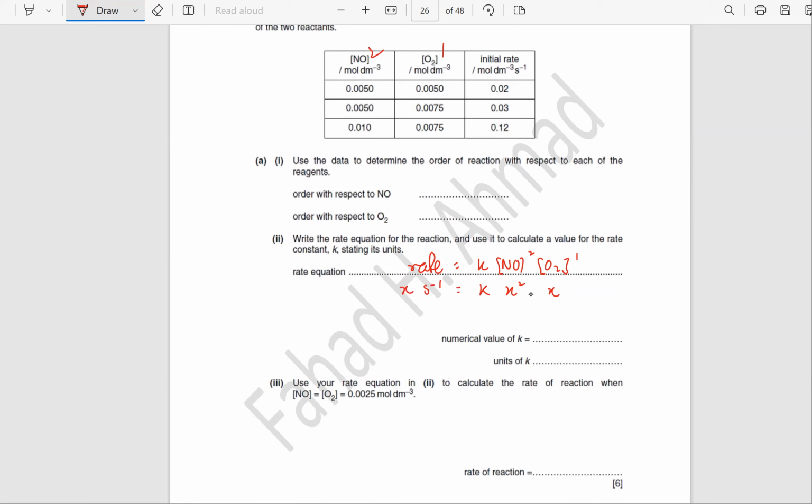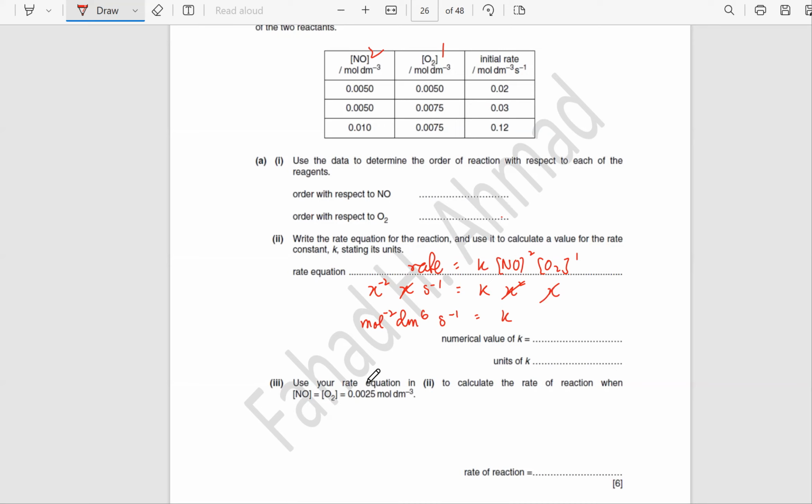So x cancel out. This x square goes to the other side, so that's x minus 2. So my unit for K is mole per dm cube power -2. So mole -2 dm6 s minus 1 is equal to K. ठीक है. तो ये K का unit भी आ गया, and you can find the value of K. And once you have the rate equation, you have the value of K as well.